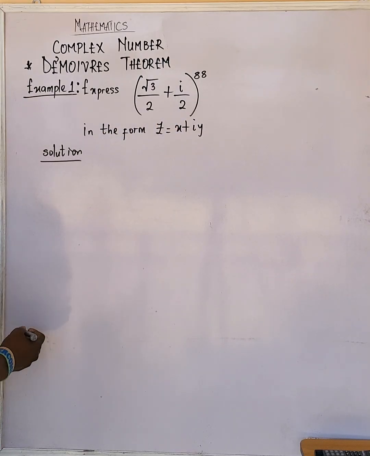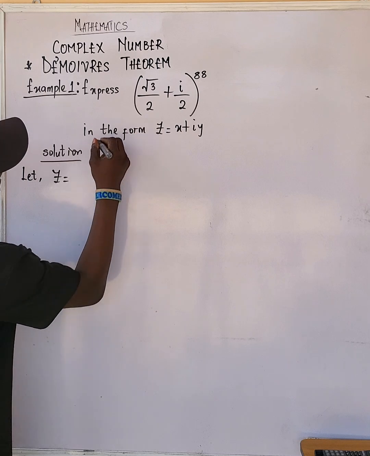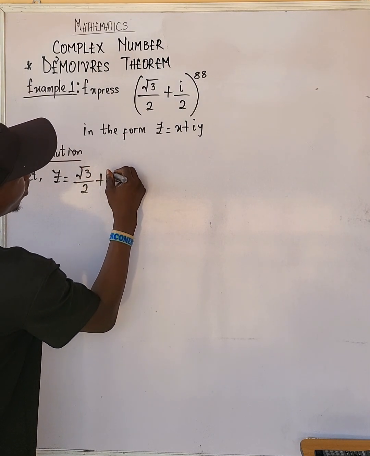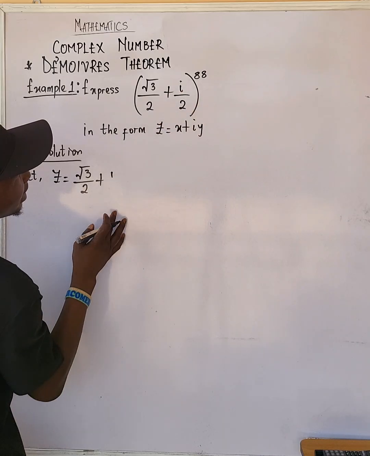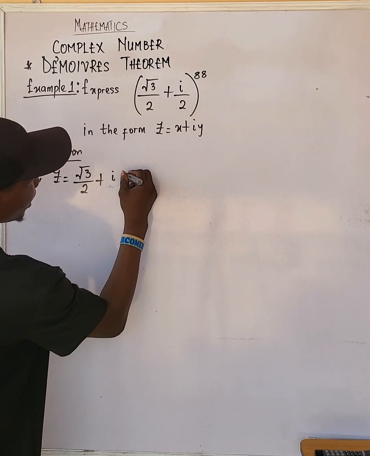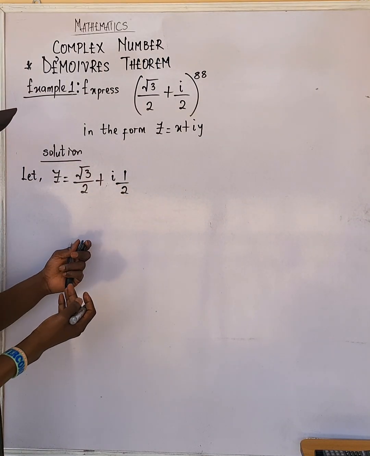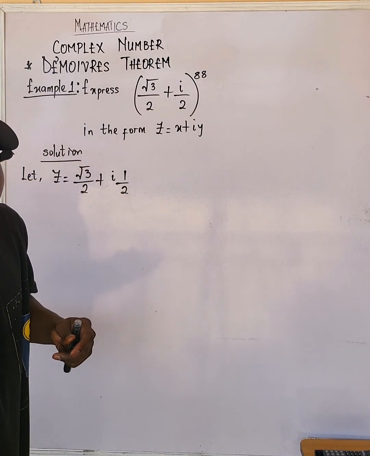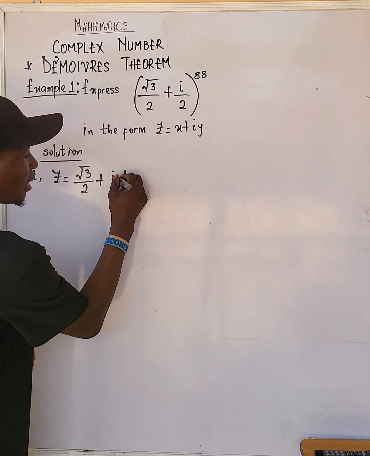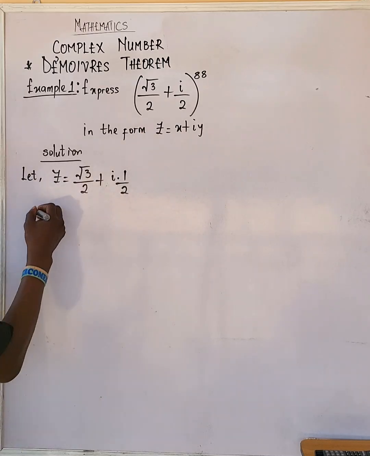So they said express this. First, let my complex number be square root of 3 over 2 plus i over 2. It's the same thing as saying i times 1 over 2, just for you to know that it's in the form x plus iy. This i over 2 is the same thing as i multiplied by 1 over 2. I multiply by 1 will go back to i over 2, right?